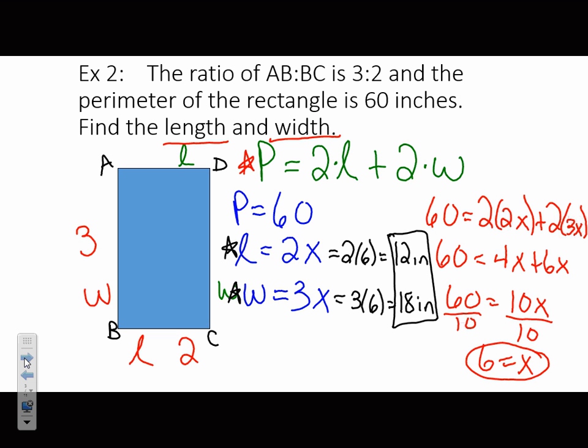This is how we're going to do this. This is how you're going to do number 2. This is also going to be on your quiz that I sent, so something to make sure you know how to do.